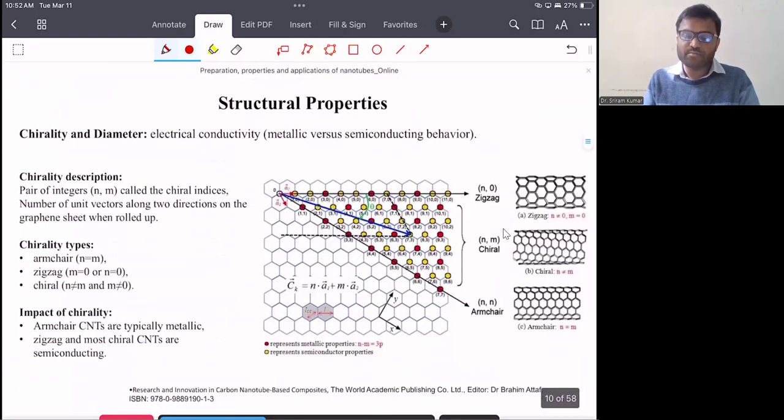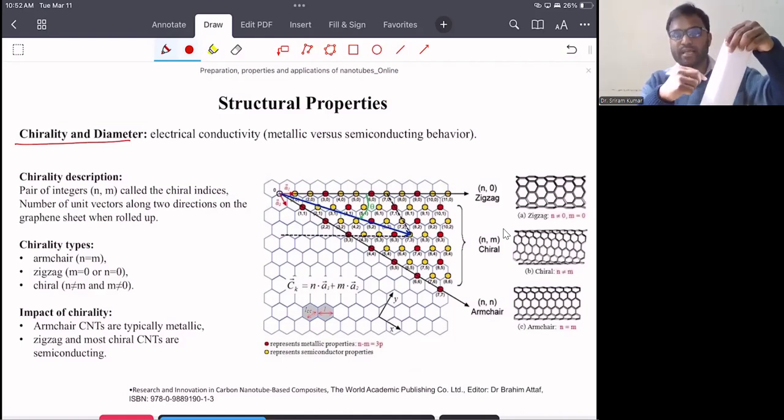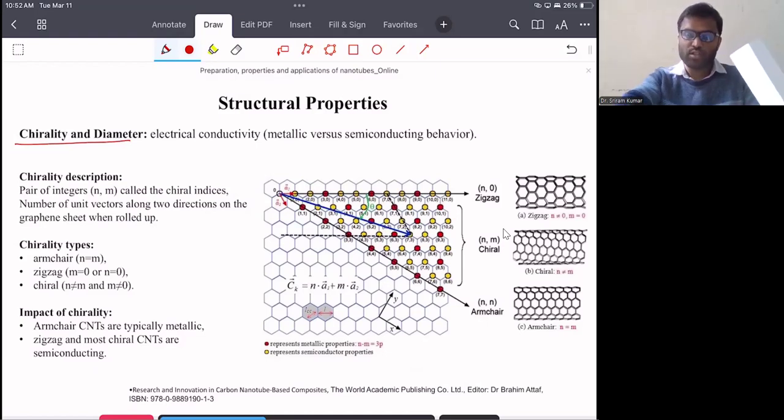And the second kind of property is the chirality and the diameter. That is a really important property of CNT. Here, we can explain it in terms of the folding of CNT. We have a sheet here, and if we fold it to make the cylindrical structure, then based on the kind of folding, or the closing after this folding, we have three different kinds of CNT. So now let's understand them one by one.